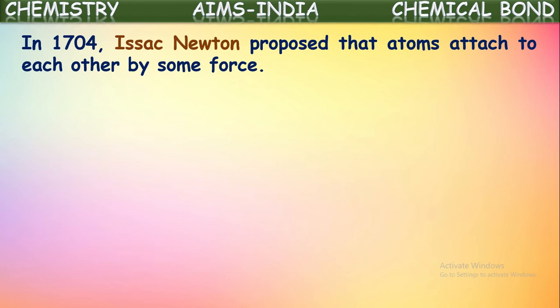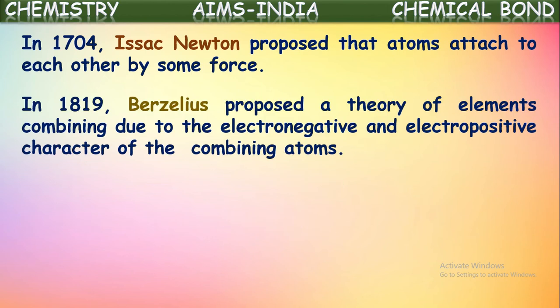In 1704, Isaac Newton proposed that atoms attach to each other by some force. In 1819, Berzelius proposed a theory of elements combining due to the electronegative and electropositive character of the combining atoms. So, before the chemical bonding which we are studying nowadays, all these scientists proposed their theories.